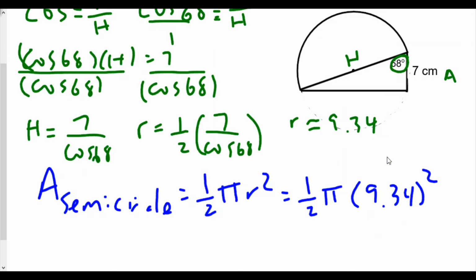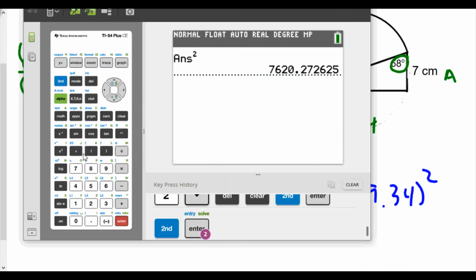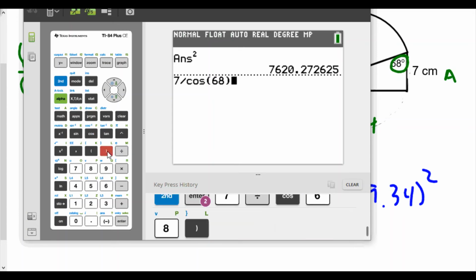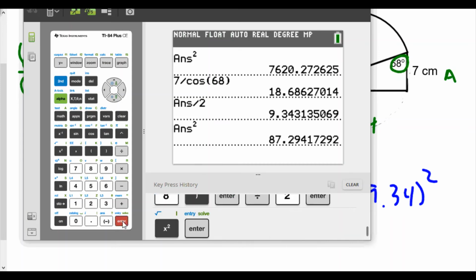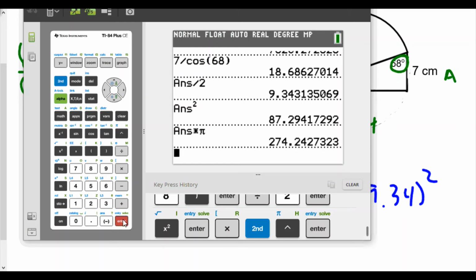So we're going to go again with our 1/2. We're going to do 1/2 of 7 divided by the cosine of 68. Again, I'm so sorry, I hit the wrong button. This happens also. All right, so that's here. That's the diameter. Divide that by 2, and that's the radius. We're going to square this value. That's the radius squared. Multiply by pi. And that would be the area of the whole circle. But now we want the semicircle.